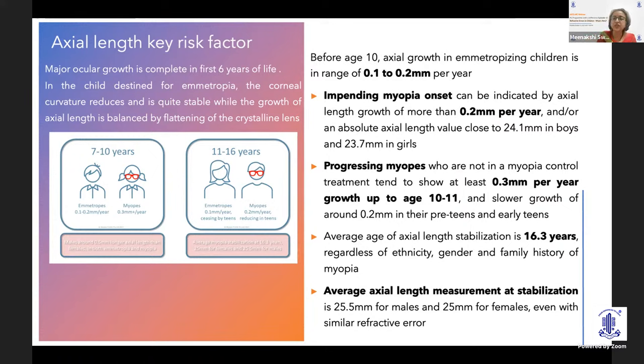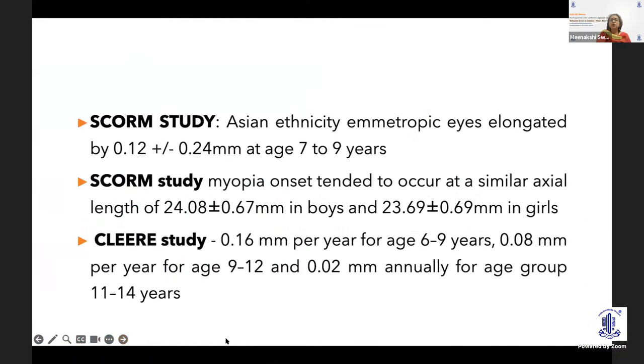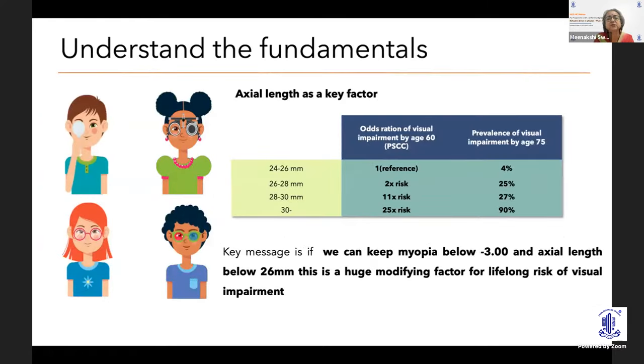Okay. Now, the average age of axial length stabilization is about 16.3 years. And it stops at about 25.5 for males and 25 for females, even with similar refractive error. Anything more than this, you know that they're progressing, right? How do we know all this? I don't want you to remember the details of this slide. Just remember SCORM study, CLEAR study. These are the studies that showed us a lot of the axial length data, okay?